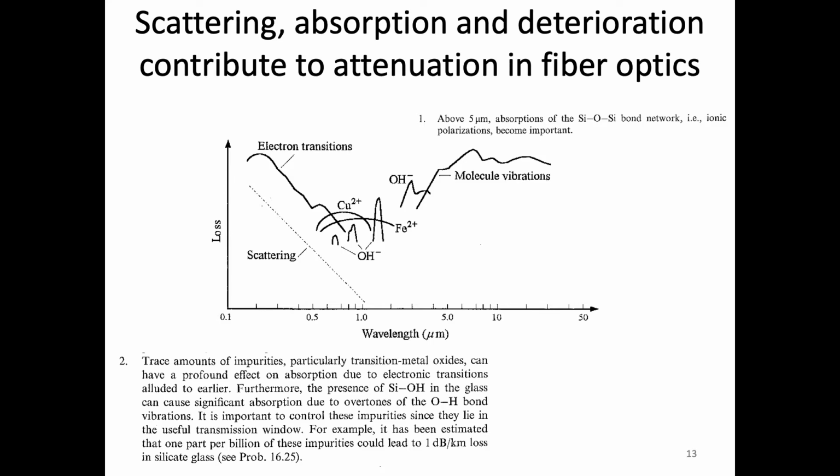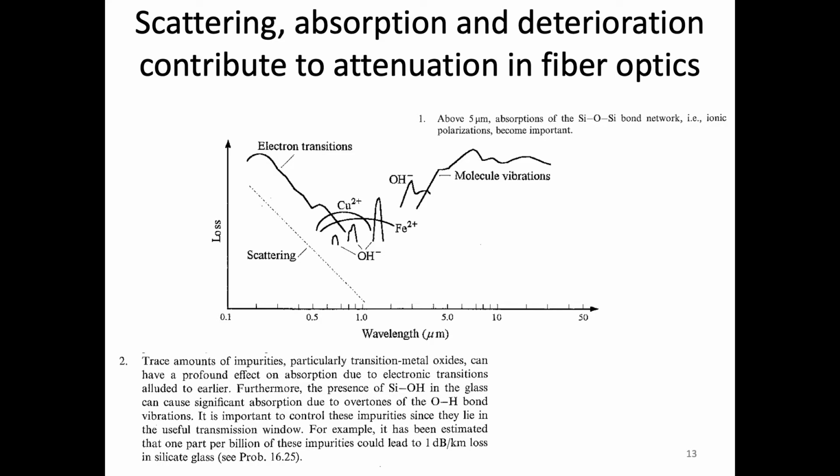Two, so again, trace amounts of impurities, transition metal oxides, these are always bad. They can cause absorption from electronic transitions. Again, we talked about this in the last lecture. This gives us coloration, but again, it leads to absorption, which is not something we want in this network. And also SiOH in the bond, in the glass structure, that can have significant absorption as well. So we want to try to eliminate those impurities as well.